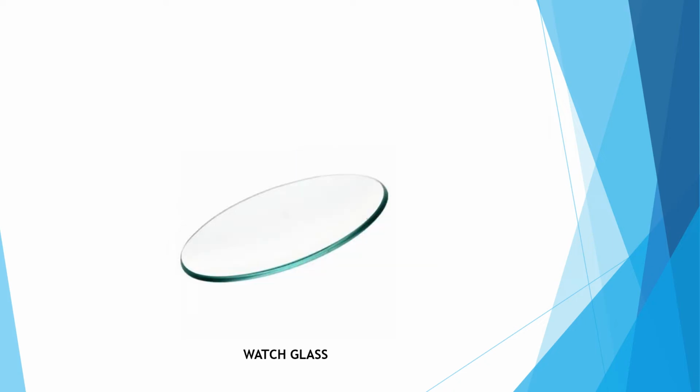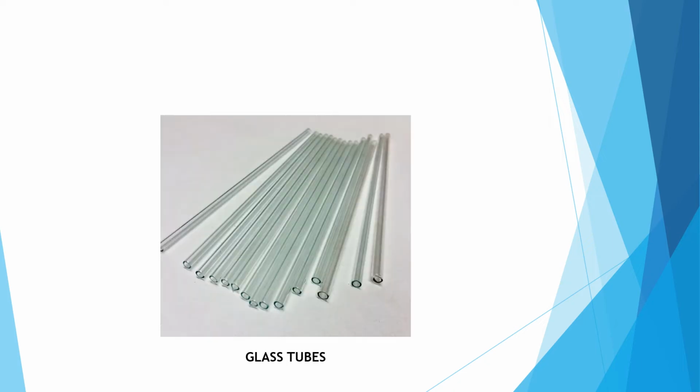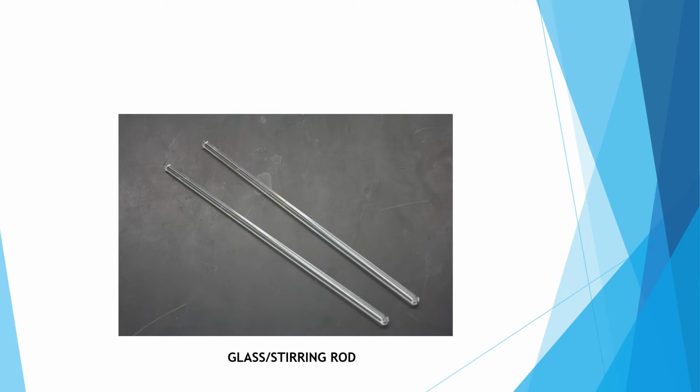The next is the watch glass. In the watch glass, we put the powder or the compound we get from the teacher, or when we form a new compound, then we put the compound in the watch glass and then transfer it to the weighing machine and we measure it. The next is the glass tube. So glass tube is very common in the chemistry lab. The next is the glass or the stirring rod.